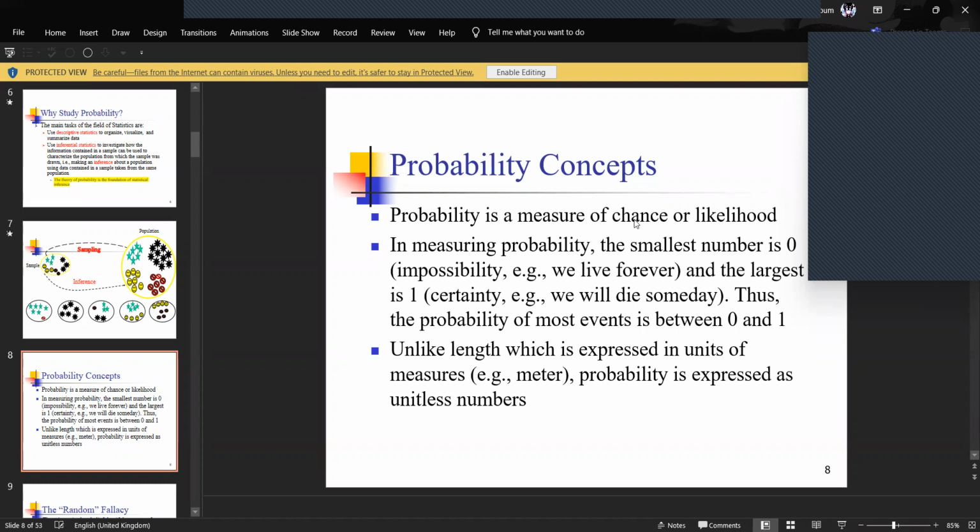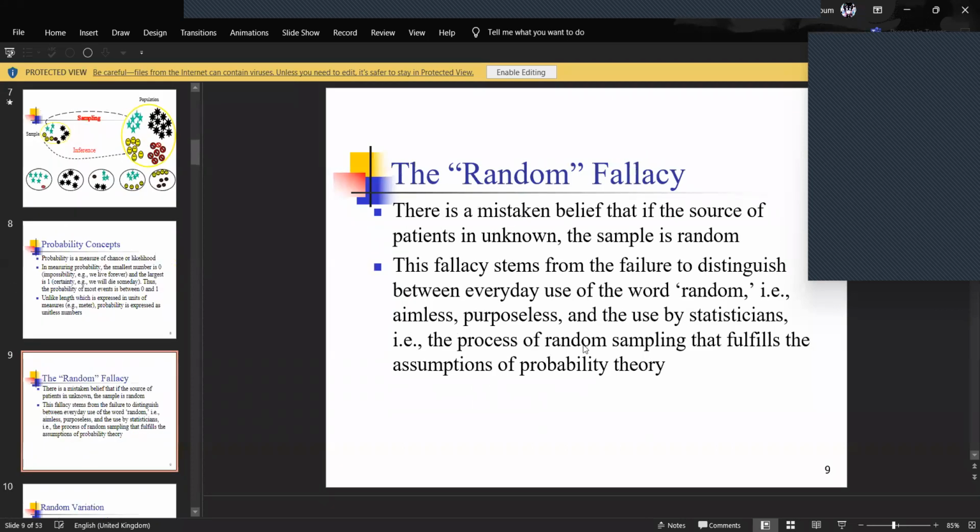Unlike length, which we usually measure in units, such as meters, probability doesn't have units. Now, there's a belief that people have that's kind of a mistake, that if you don't know the patients in your sample, then it's random.